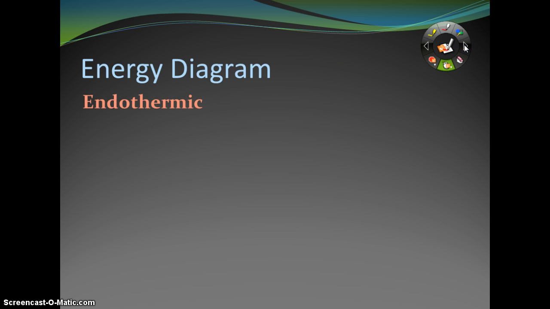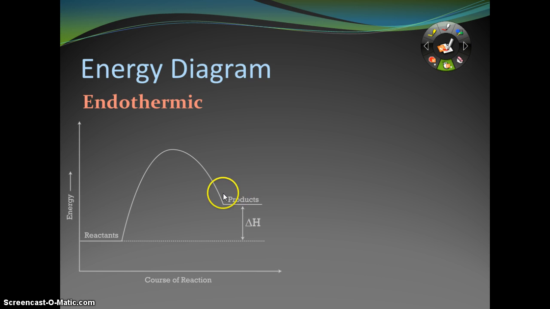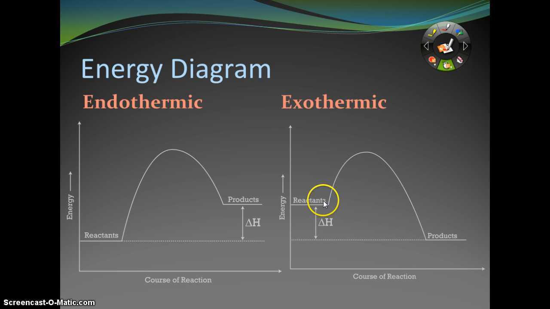Now, energy diagrams for endothermic reactions. Remember, with endothermic, you are putting energy into the reaction. So you're going to wind up with your products having a higher energy than your reactants. You had to put heat in to make this reaction go. And with exothermic, heat is going to be released, so your products are going to have a lower energy than your reactants.